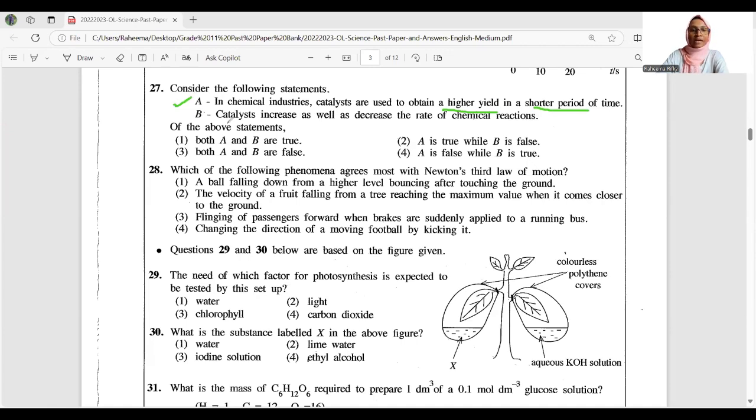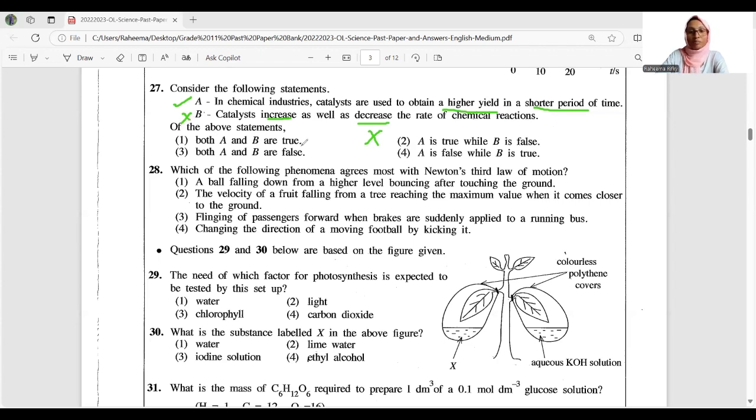We are moving to B. Catalysts increase as well as decrease the rate of chemical reaction. When we go through the catalyst definition, it always says the speed of the chemical reaction is increased. So a catalyst increases but does not decrease. If any reaction is slowed down by a chemical, we don't call it a catalyst. We call it an inhibitor, and we are not going to talk about inhibitors here. We are talking only about the catalyst. So statement B is wrong. So we have the answer now.